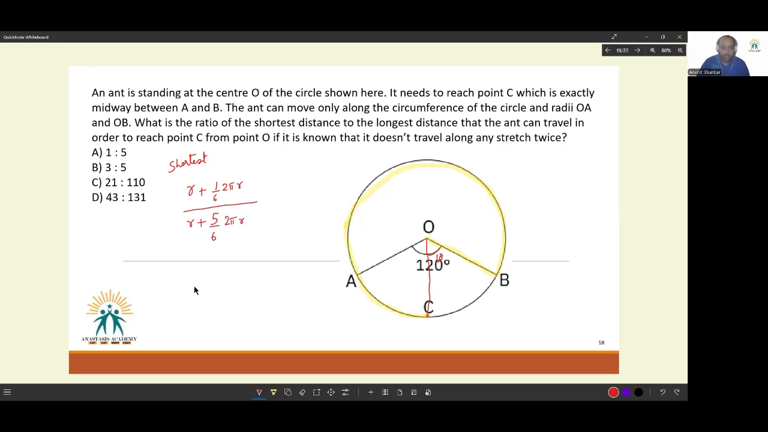Let us work. I'll have 1 plus 1/6. So let me make it 6 plus 2 pi by 6 plus 10 pi. R and R cancelled and 6 multiplied here so that it gets cancelled. So now it will be 3 plus pi by 3 plus 5 pi. 3 plus 22/7 and 3 plus 110/7. So 7 into 3 is 21, 43 and 131, which is indeed option D. This should be the ratio of the length traveled for the shortest path and the longest path.